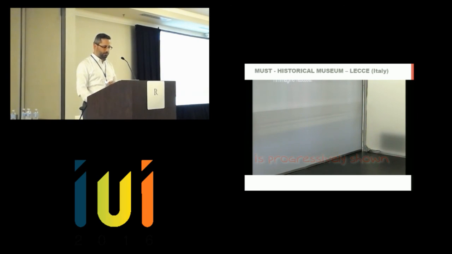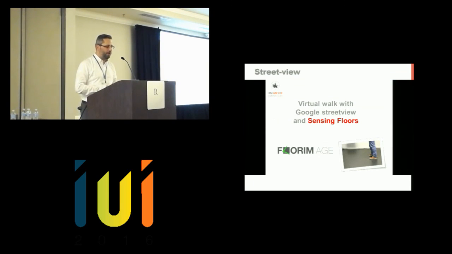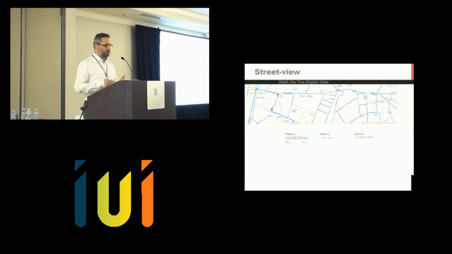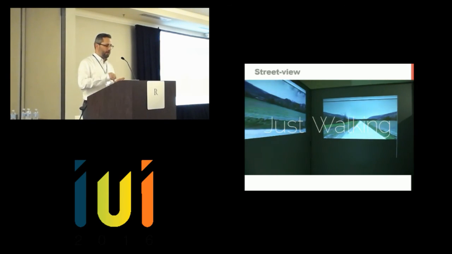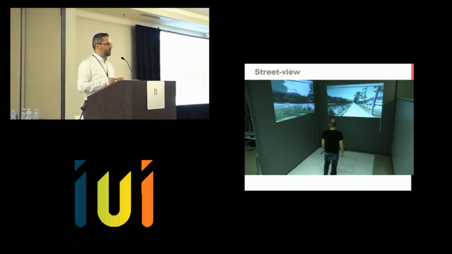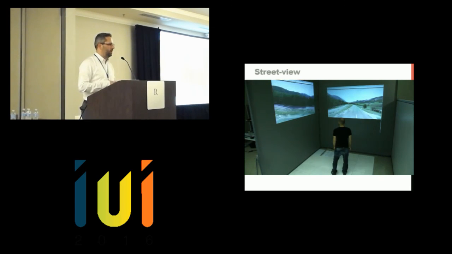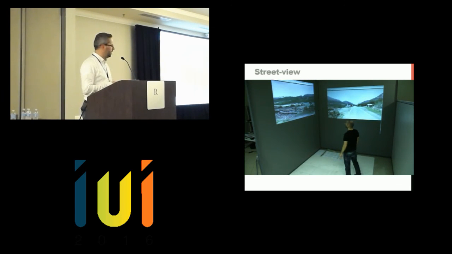And this is another application. It's called Street View. Selecting a starting point and end point using a map, we collected all the images from Google Street View, and so walking on the floor, you can have a sort of virtual tour between the two points selected on the map.